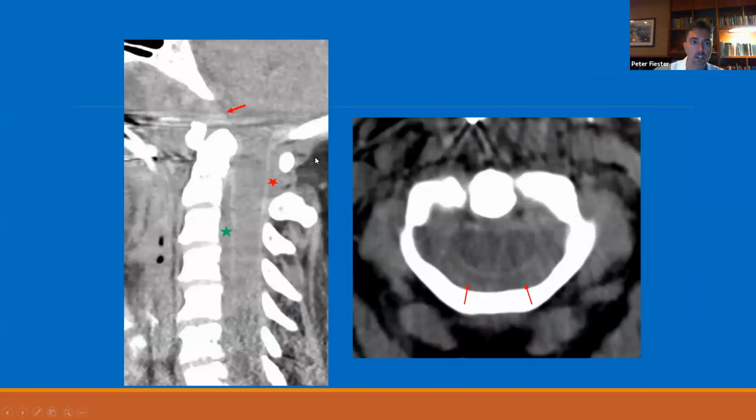All right, so this is another case. Again, there's a little bit of widening here of the basion-dens interval. If you measure 11 or 12, then yeah, you have another kind of supradental hematoma going on here. There's kind of brighter density here. And in addition, this time you can now see epidural hematomas.